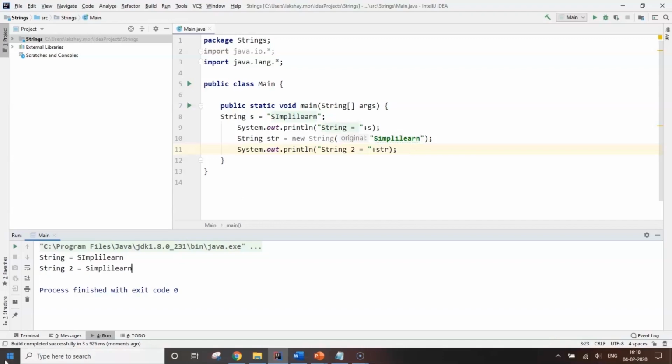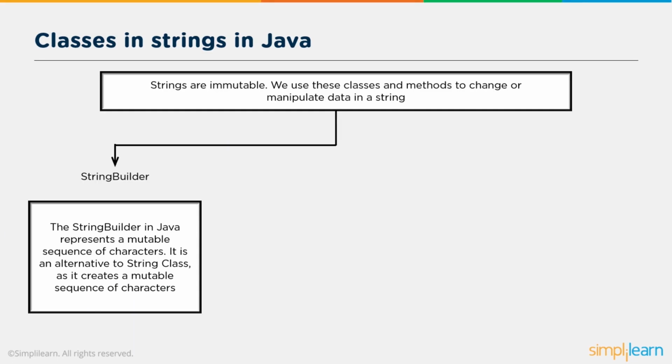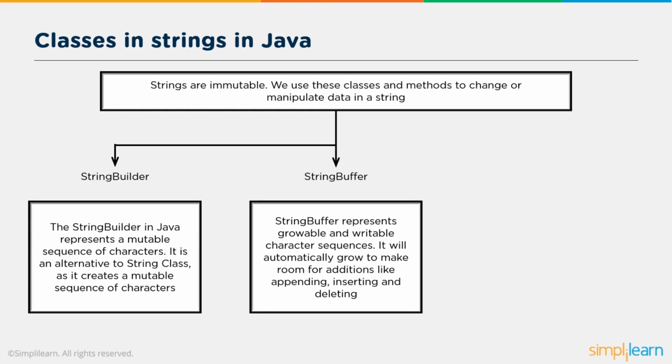So let's move on to the new topic, classes and strings. We all know that strings are immutable. Now what if we want to change something inside the string? Then we use these methods to manipulate strings in Java. First one is StringBuilder. The StringBuilder in Java represents a mutable sequence of characters. It is an alternative to the String class as it creates a mutable sequence of characters. Next is StringBuffer. String represents fixed length immutable character sequences, while StringBuffer represents growable and writable character sequences. It will automatically grow to make room for additions like appending, inserting, and deleting.